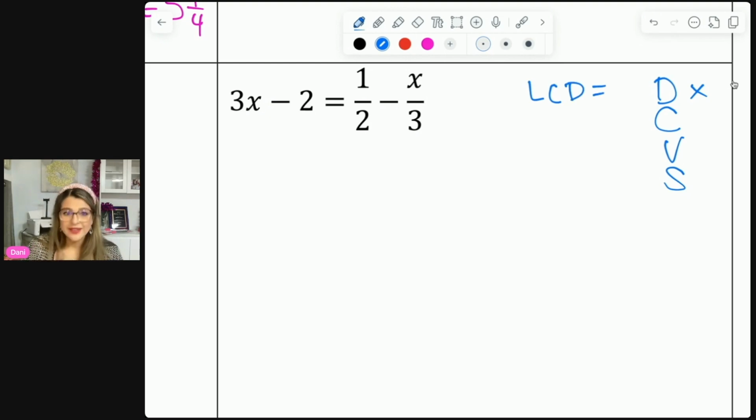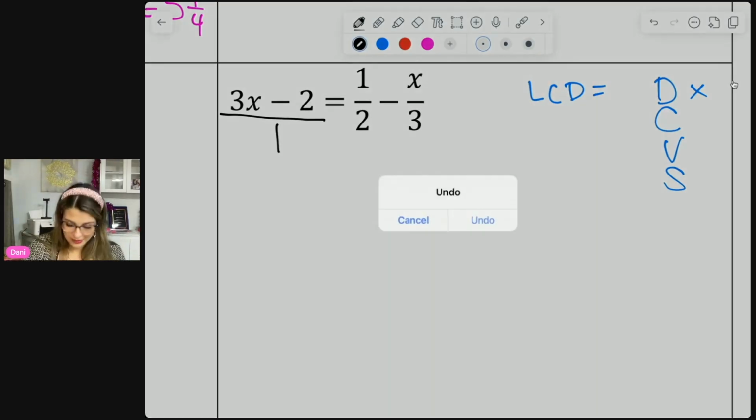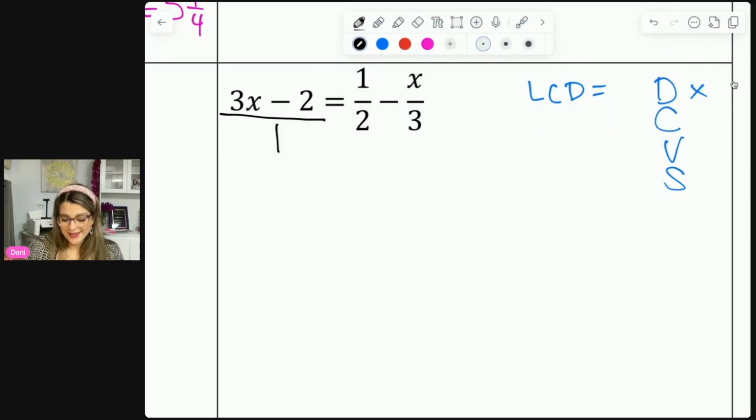So now you're like, but the left side doesn't have a denominator. Well, technically this is all over 1. So what is the least common denominator of 1, 2, and 3? It is 6. All of those numbers go into 6. So just like before, we are going to multiply each piece by 6.